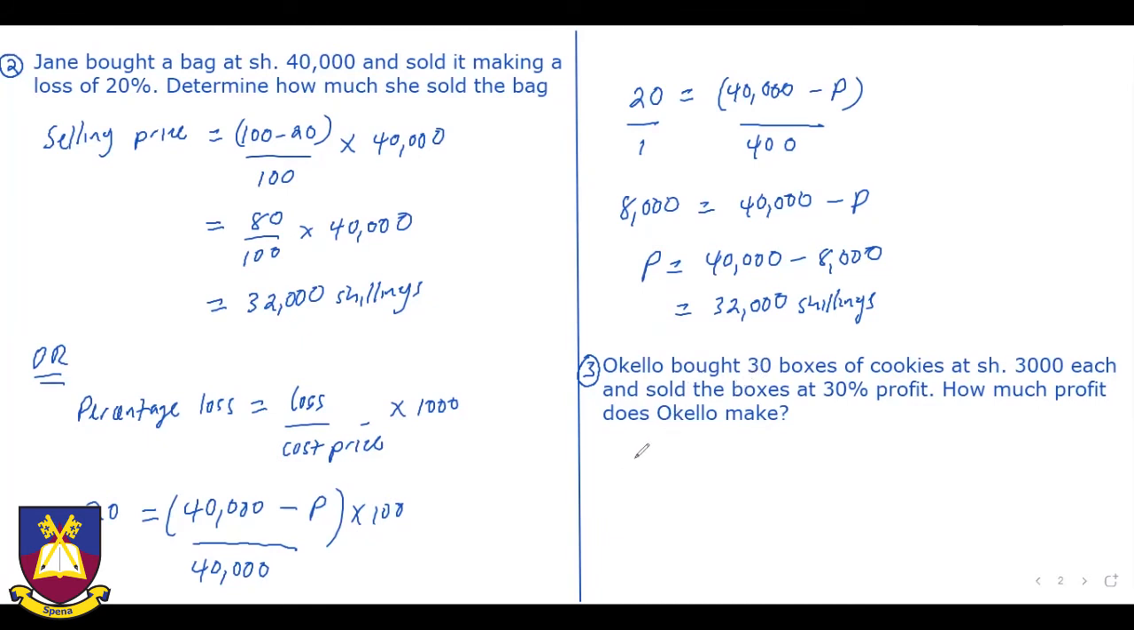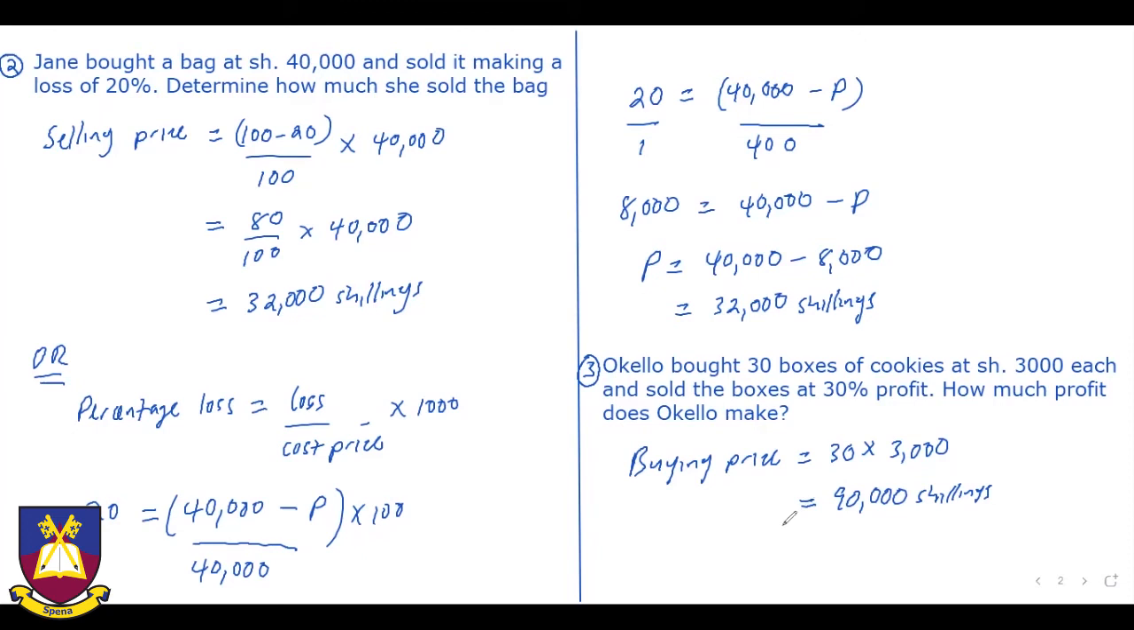So we need the buying price. Buying price will be: Okello bought 30 boxes and each box was 3,000 shillings. So Okello bought the boxes at 90,000 shillings. This is the buying price.